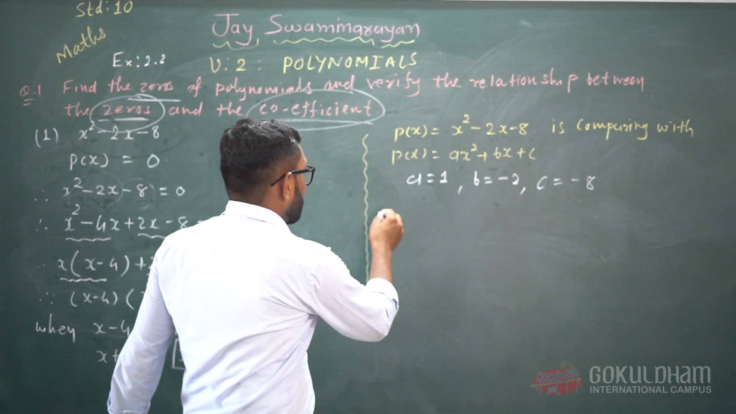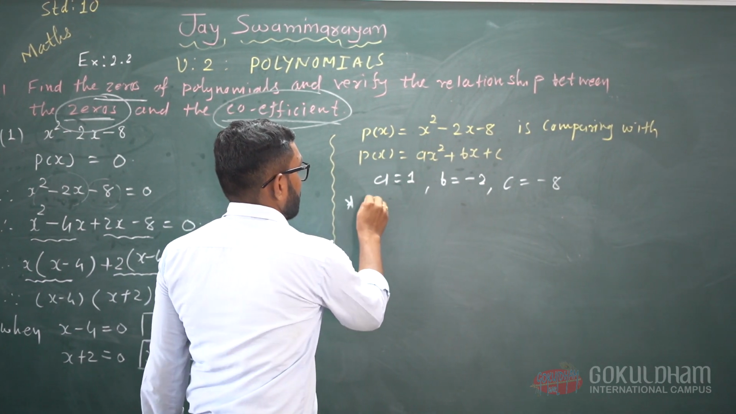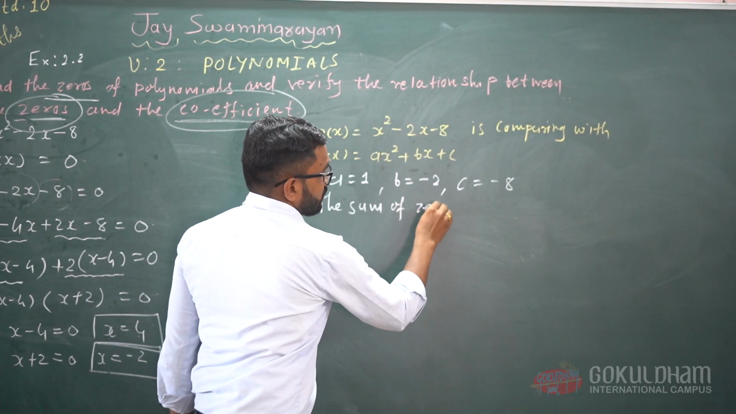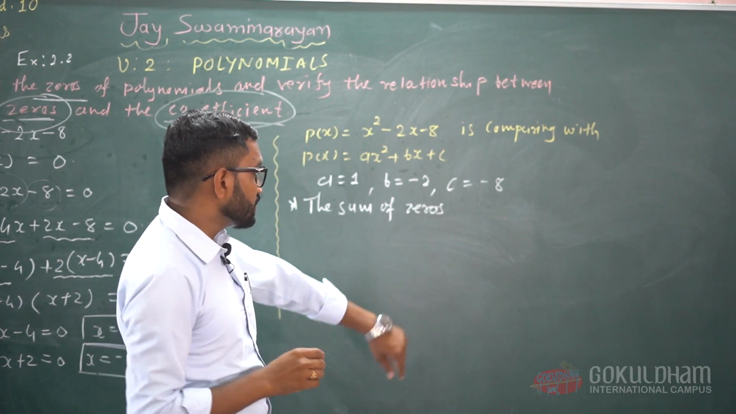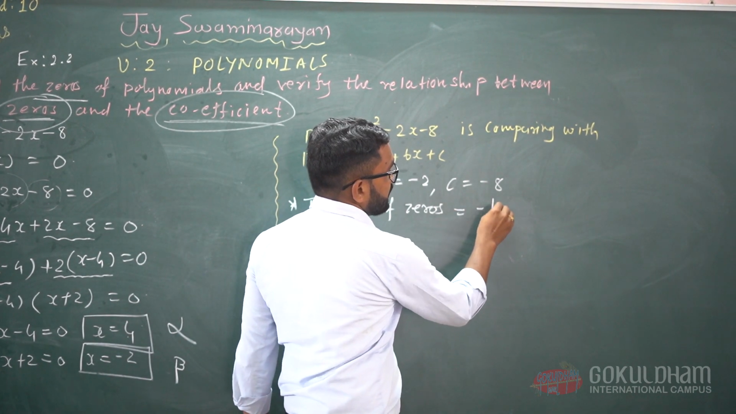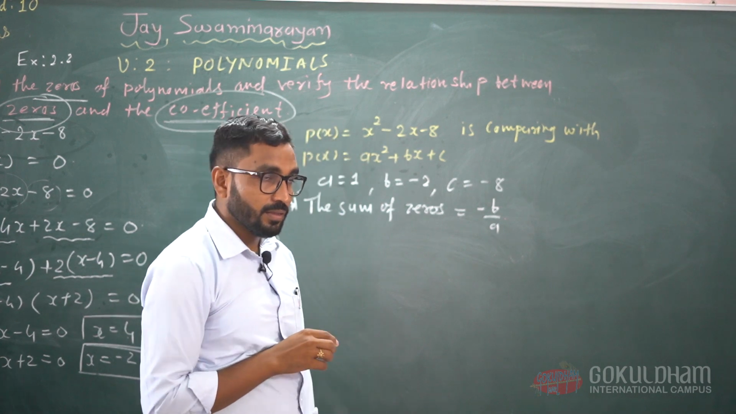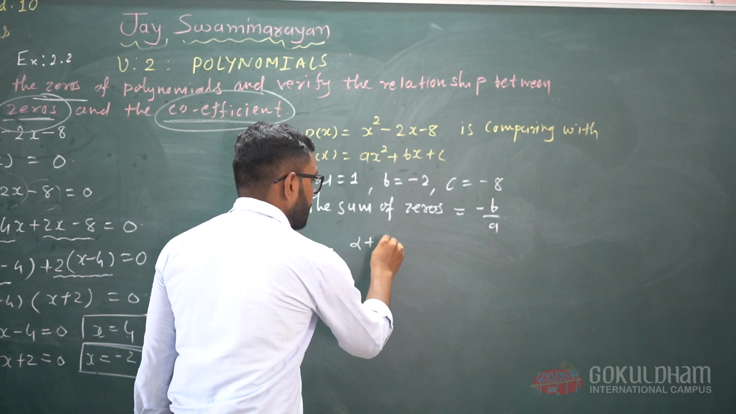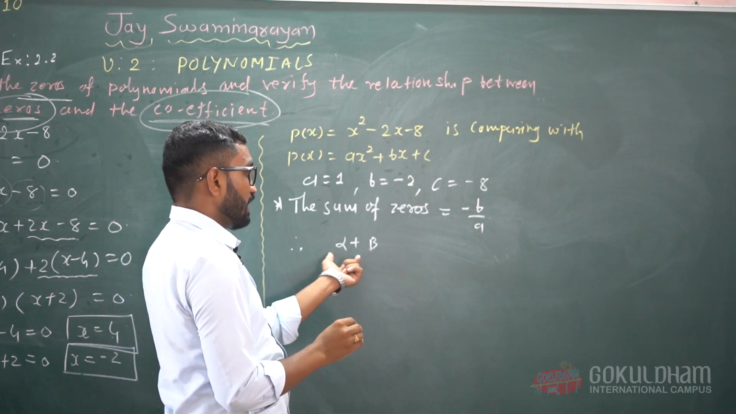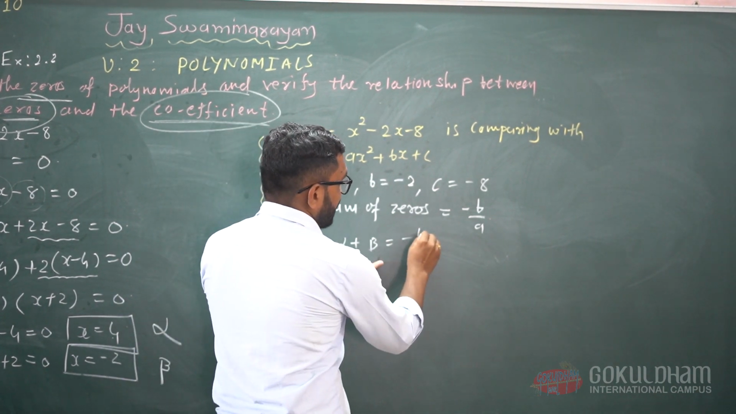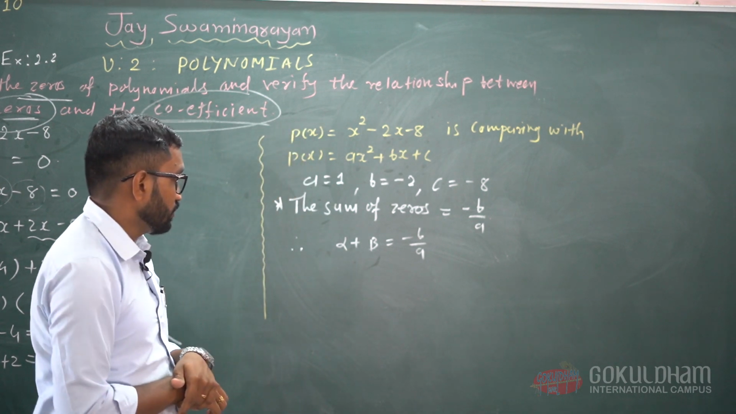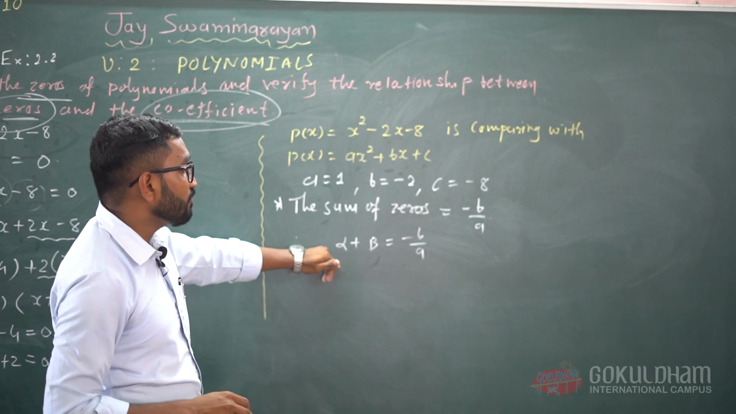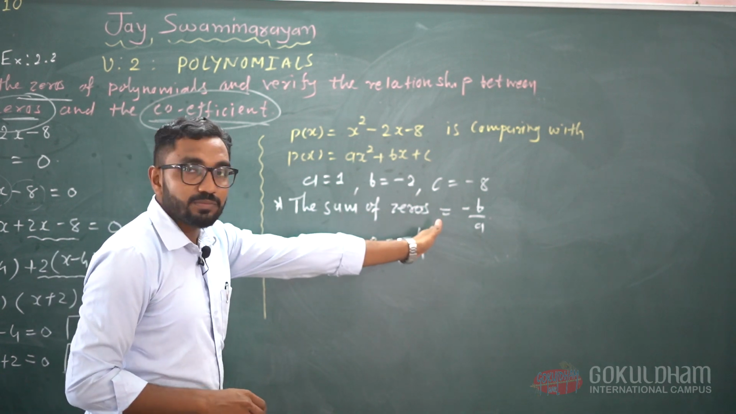First one, the sum of zeros. The sum of zeros equal to minus b by a. We know the sum of zeros equal to alpha plus beta. Therefore alpha plus beta equal to minus b by a. Now put the values of alpha, beta, b and a.